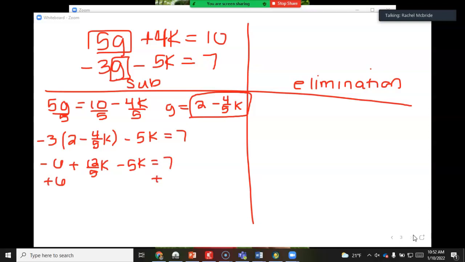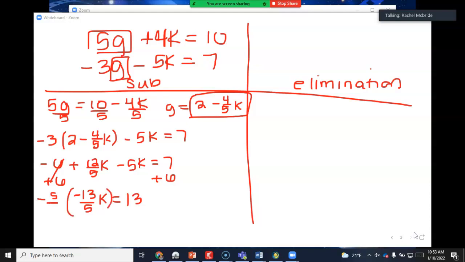Add 6 to both sides. And then you could use your calculator. 12/5 minus 5 would give you -2.6, or -13/5. And then 7 plus 6 is 13. To get k by itself, you multiply by its reciprocal, and we get k is equal to -5.